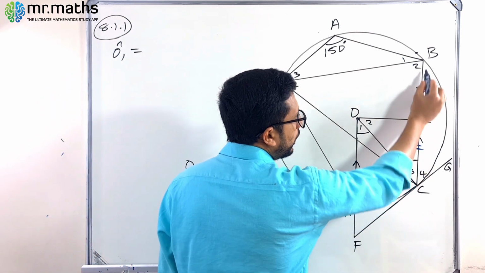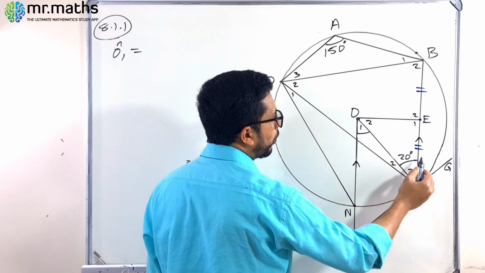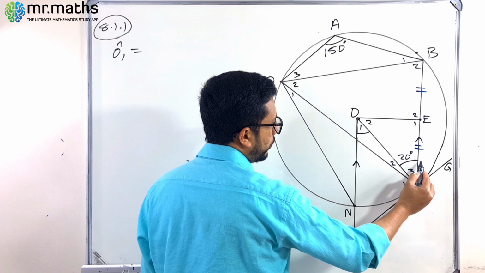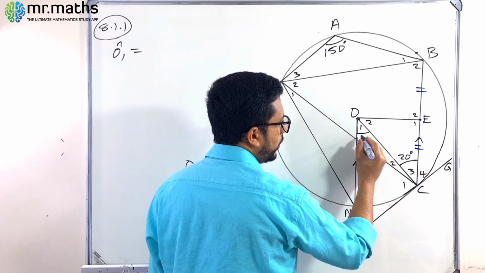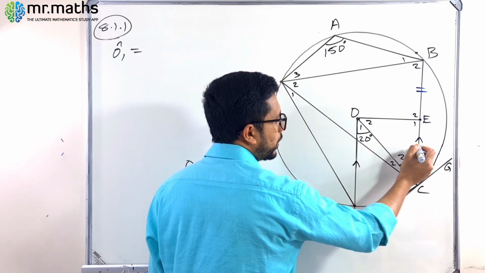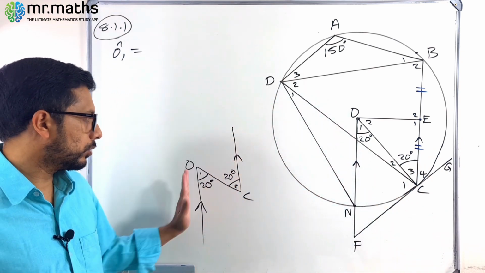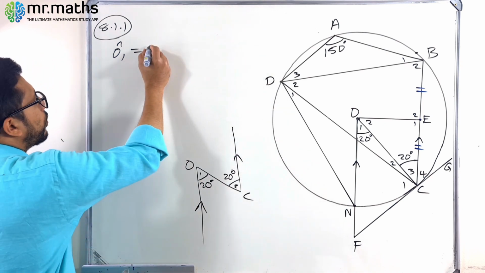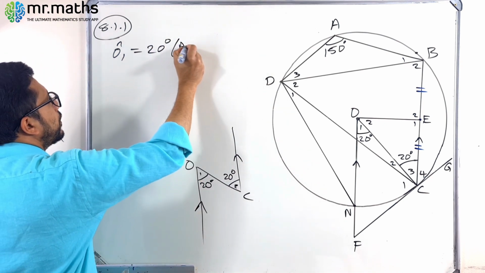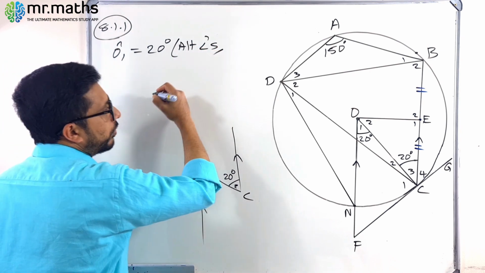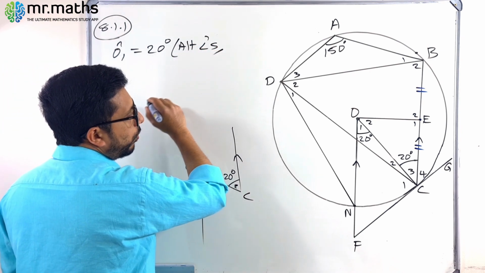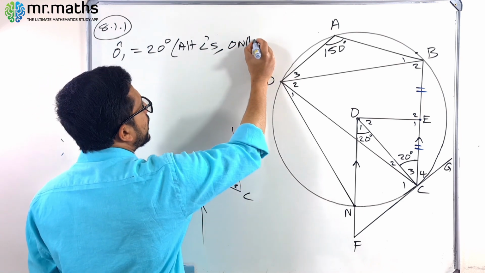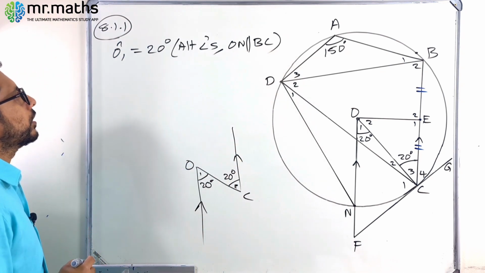Can you see that there is a line BC? Those who are following, that is BCOF. If this one is 20, this is also 20. Can you say what is the reason? These two lines are parallel, so these two angles are alternate angles. Am I right? So angle O1 is equal to 20 degrees. What is the reason? Alternate angles. Then you have to say which two lines are parallel. ON is parallel to BC. That is why O1 is equal to 20.